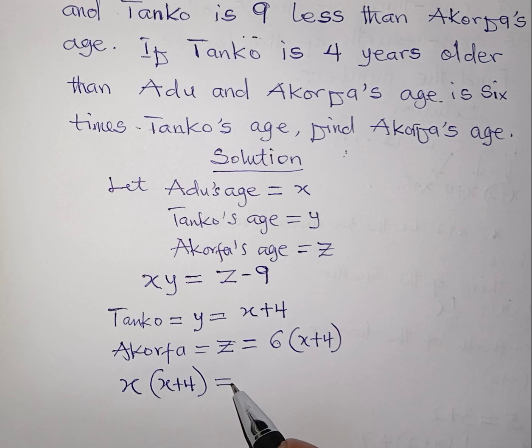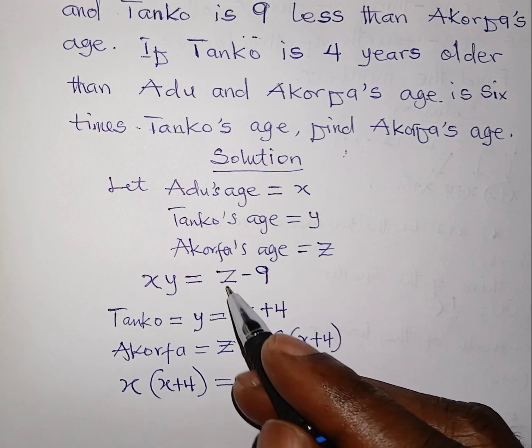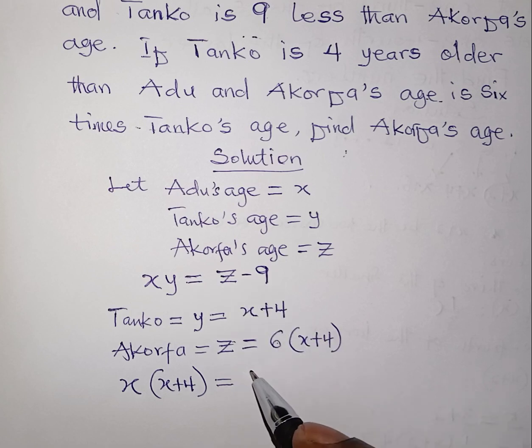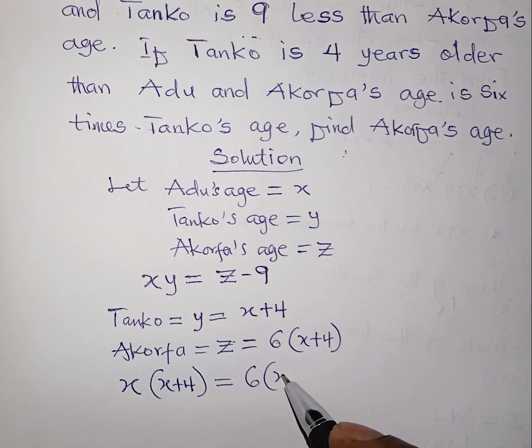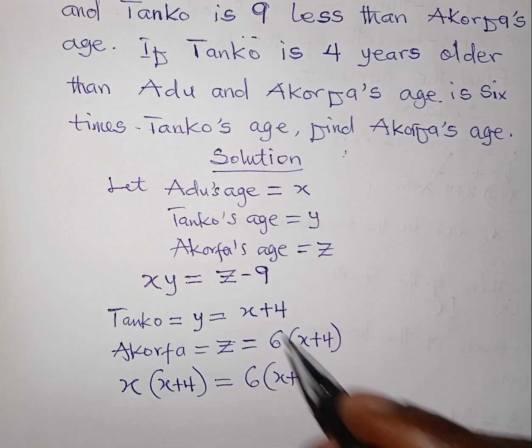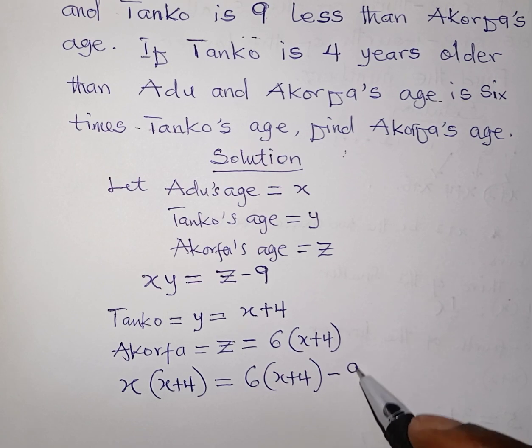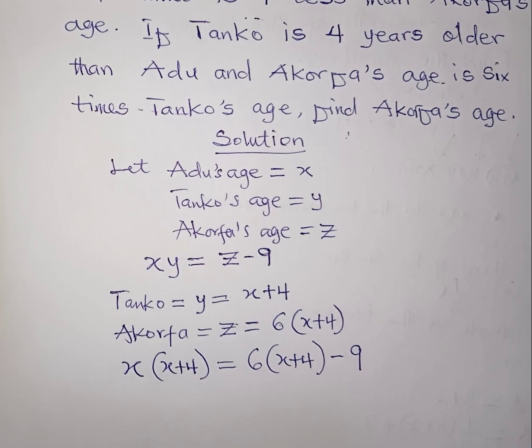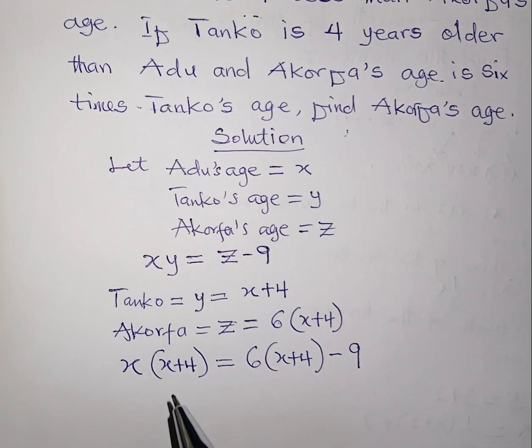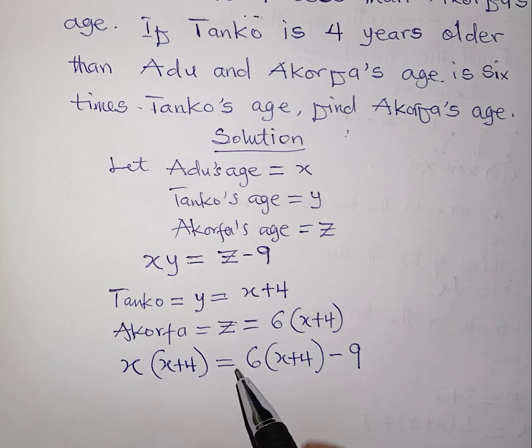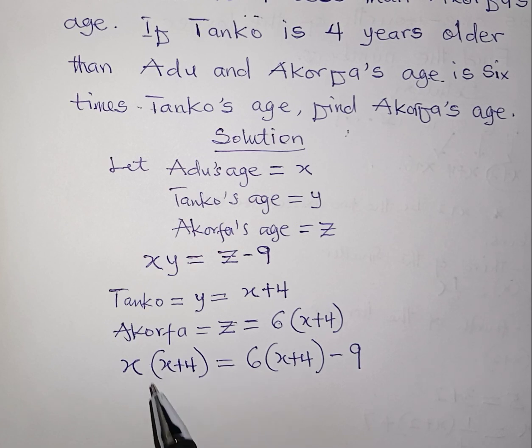which is equal to, then we know that Z is for Akufe, and it is here. So I'll write my 6, open bracket, X plus 4, then minus my 9. So this is what we have. We now have a proper equation. Then we can continue and solve. All right, good. So if we have this, I can open the bracket.